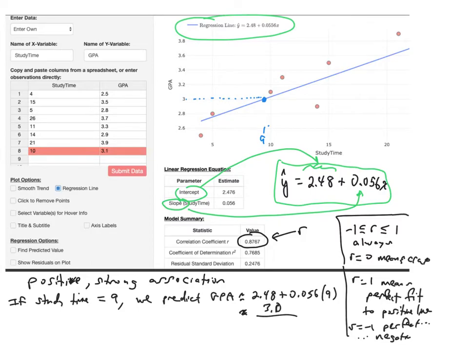I'll say it's close to 3.0. Anyway, you can use a calculator. I don't have a calculator in front of me, so whatever that is. But what it means is it's the y coordinate on the line above 9. So if you get 9, go up to the line and go over, that's the GPA that you expect with a study time of 9. And since there's no data point that corresponds to 9, that would be as good a guess as any.